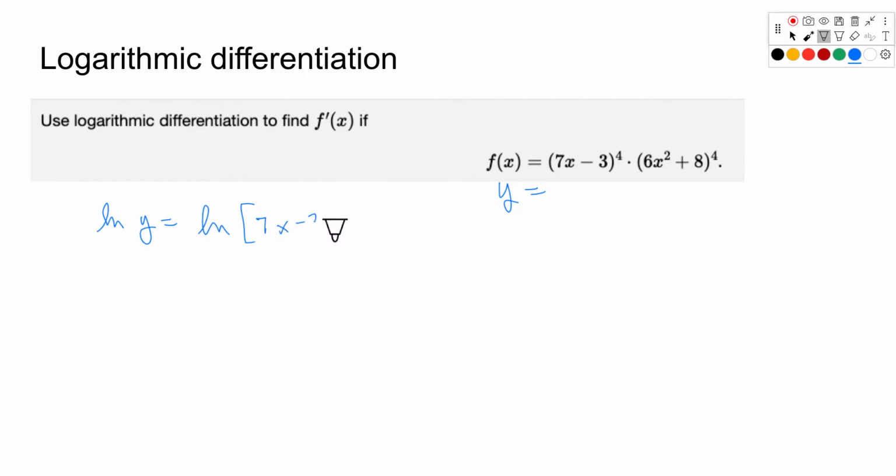Seven x minus 3 raised to the 4th times 6x squared plus 8, both to the fourth, okay. So does it look like we're going to have to do a product rule and then maybe a chain rule inside of the product rule? That's what we would have had to do. But what do we do first?